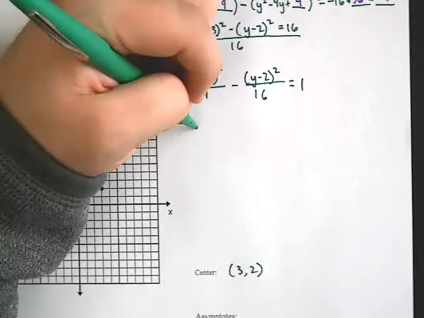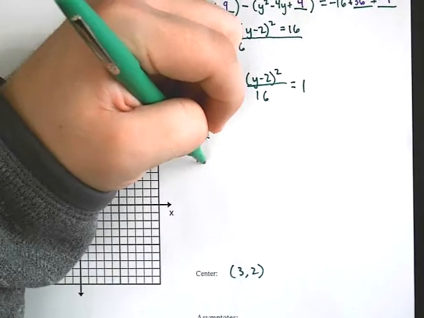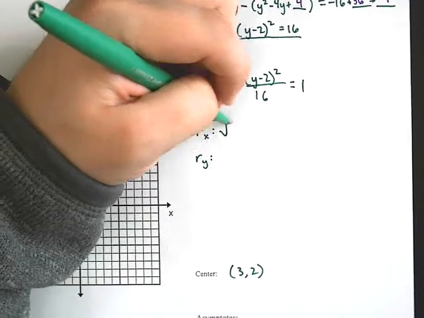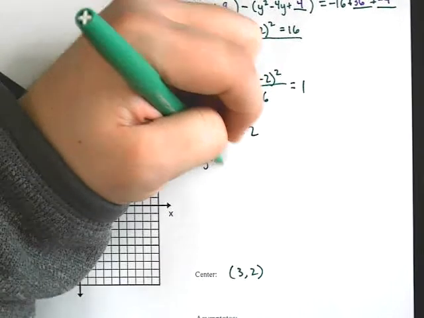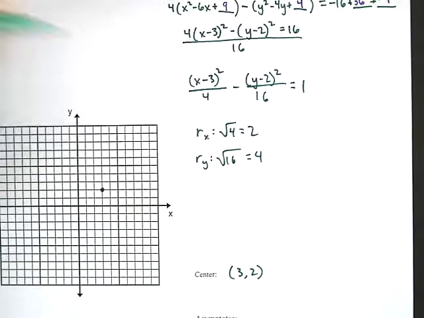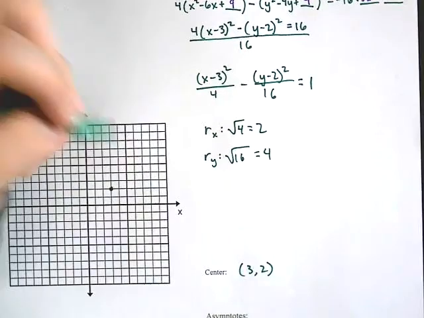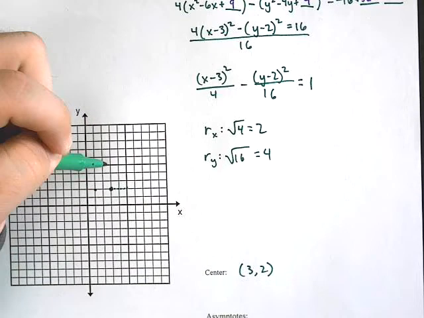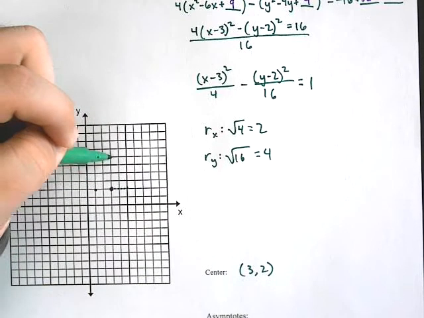We can also get r sub x. We can also get r sub y. R sub x comes from this 4. Remember, it's the square root. It's the square root of 4, so it's 2. Or it's the square root of 16, so it's 4, which is awesome because now I can kind of make that dashed, right? I know that I have to be here. I probably shouldn't have done that, sorry.